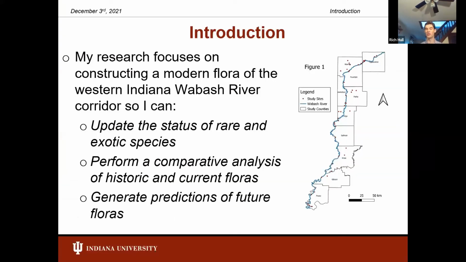As the title would suggest, I focus my research on the western Indiana Wabash River. And right now I'm constructing a modern flora of the region to update the status of rare and exotic species, to perform a comparative analysis between the historic and current floras, and then to use this information to predict the flora of the future at different time intervals. So here on the right is a figure of the study area, the 10 counties where I have field sites, and then later on I'll go into more detail about that.